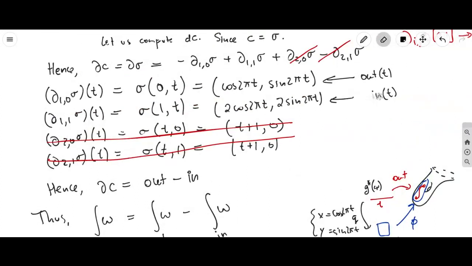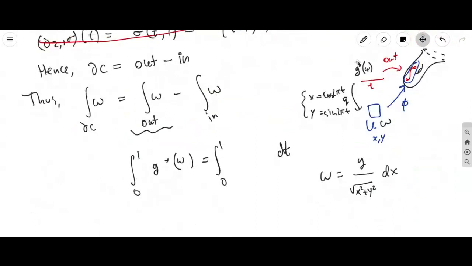I messed this up. I called this out and I called that in. I meant to say that, well, whatever. It's written correct over here, but this should be 2, right? There should be a 2 over here and a 2 over there. So x squared plus y squared, that would be the radius.